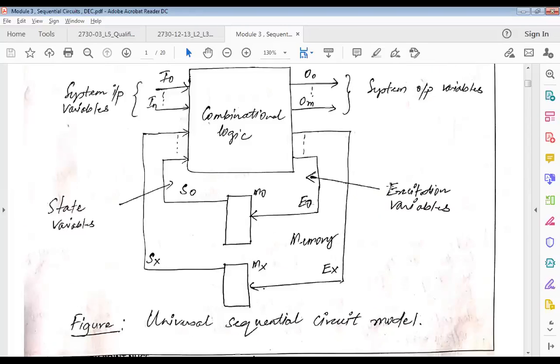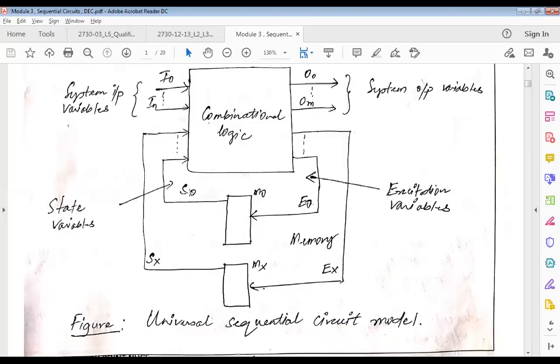So you will have inputs ranging from I0 to IN. These are your inputs. Inputs are given to combinational logic. Then your outputs are going to be from output 0 to output M. So N number of inputs, M number of outputs. This was the only thing that your combinational circuits were capable of doing. Right now, what we are doing is adding memory elements. So the outputs are given to memory, and part of them are also fed back as inputs. These are called state variables.